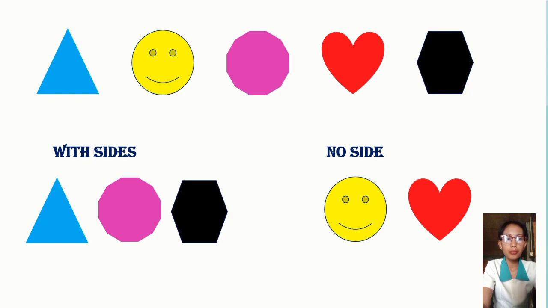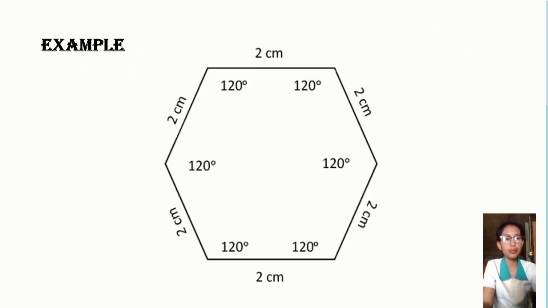So now, based on the figure that we have classified earlier, how can we say that the figure is a polygon? Anybody who wants to answer? Very good. We call it a polygon when all sides and all angles are congruent. So, let me present you an example of a polygon. So, anyone who wants to answer what shape is this? Correct. It is a hexagon.